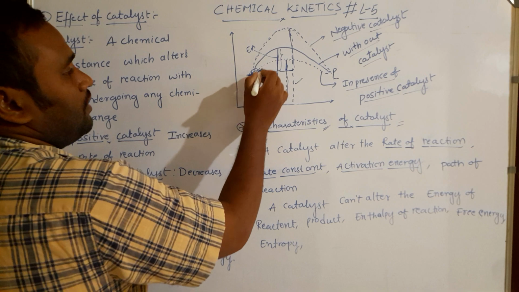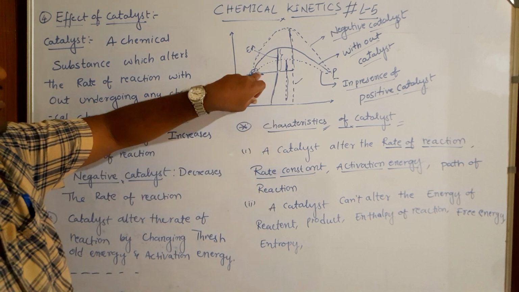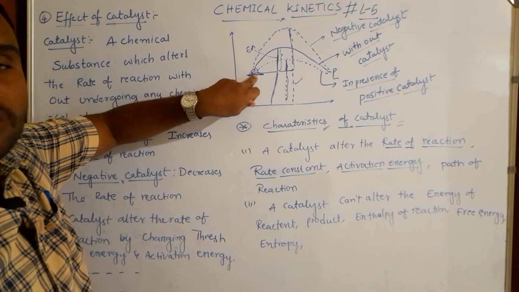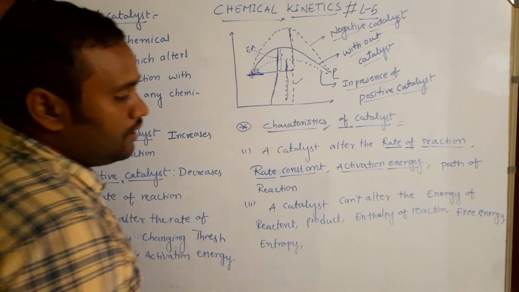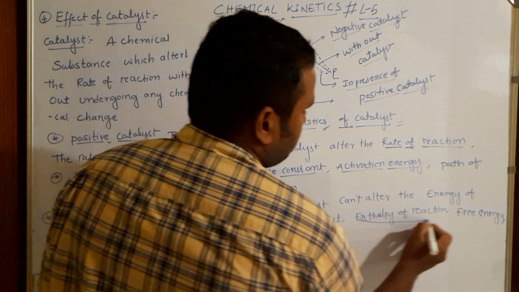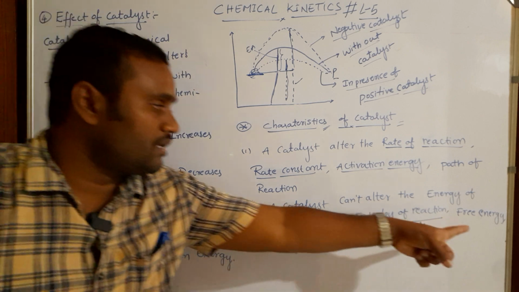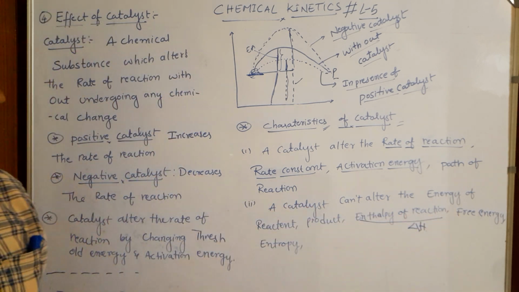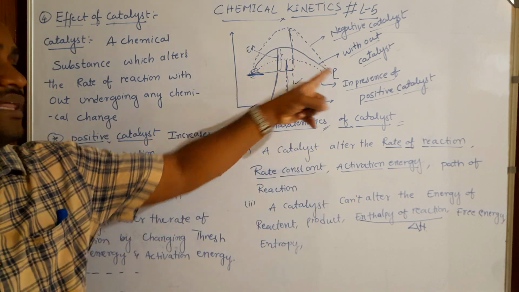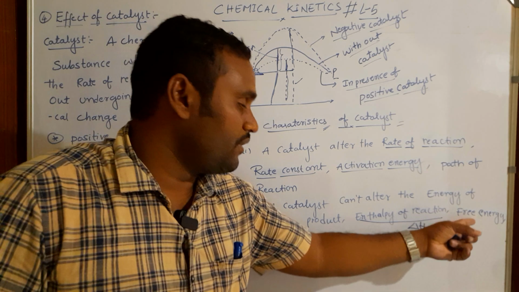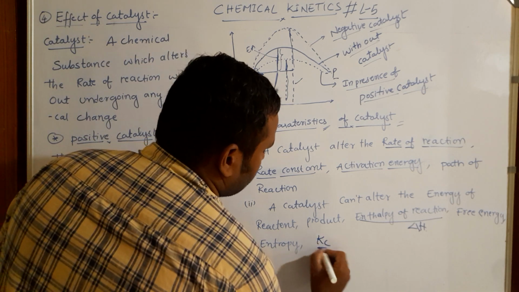See here, in the presence of a positive catalyst, without catalyst, and in the presence of a negative catalyst also, the enthalpy of the reactant is the same and the enthalpy of the product is also the same. So delta H, the enthalpy of the reaction, is also the same. Free energy is also the same and entropy is also the same. A catalyst can never alter the energy of the reactant and product, enthalpy of the reaction, free energy, entropy of the reaction, and also Kc, the equilibrium constant.